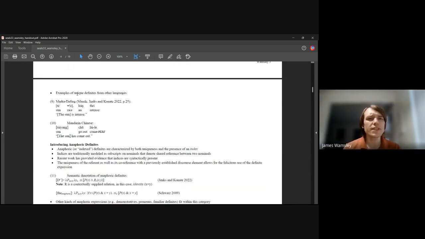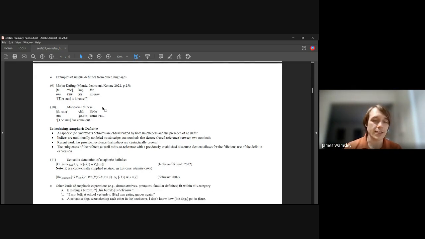I include here 2 examples from other languages, just to show that unique definites can be represented different ways. So we see in Marka Dafing, where there is an overt definite article that occurs with an expression like the sun, whereas in Mandarin Chinese, there is no overt definite article, thus illustrating that different languages approach even the category of unique definites in different ways. You can have bare nominals, or you can have an overt definite article like English the.